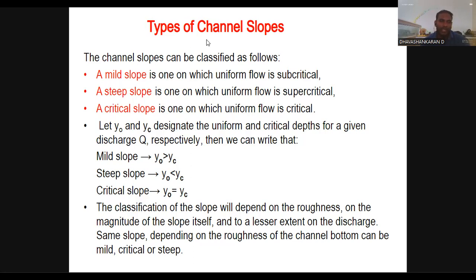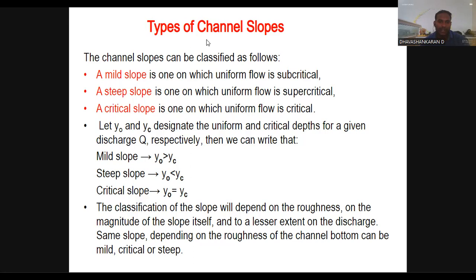Next, we move to the second type, steep slope. Here y naught always indicates the normal depth, and yc indicates the critical depth. When y naught is less than the yc value, it is called steep slope. Then the next is critical slope. In critical slope, y naught is equal to yc, that is, the normal depth is equal to the critical depth.